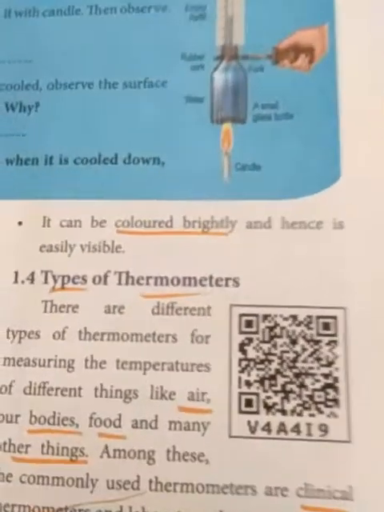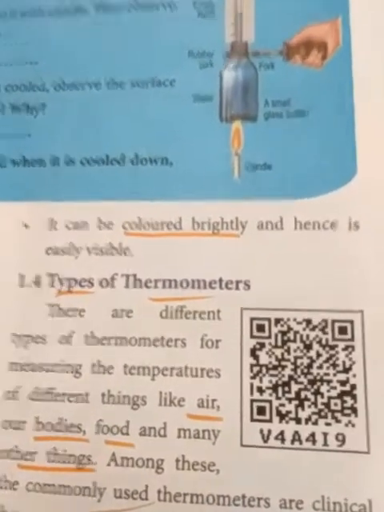So we use two types of liquid in the thermometer: one is alcohol, another is mercury.